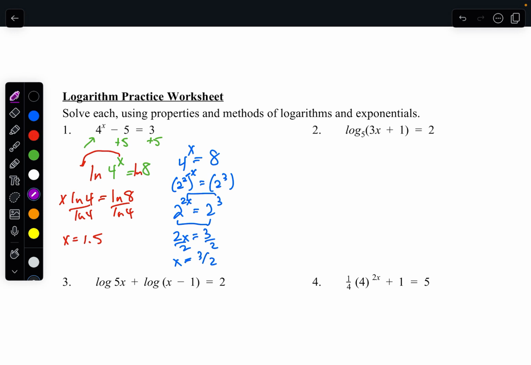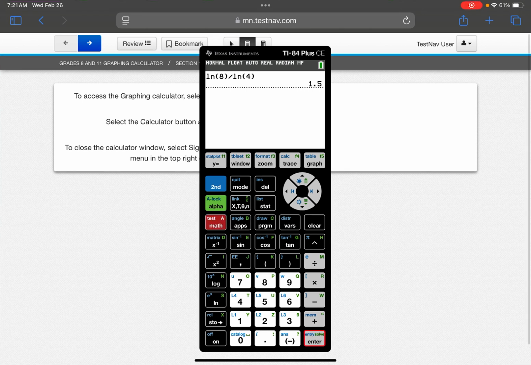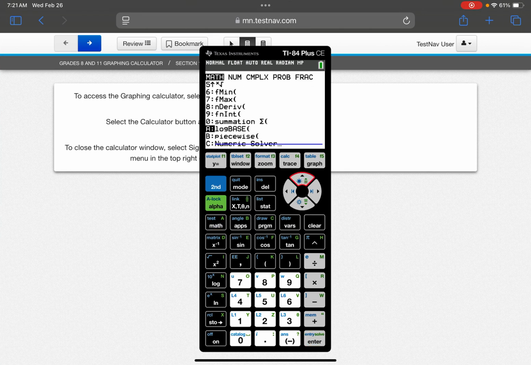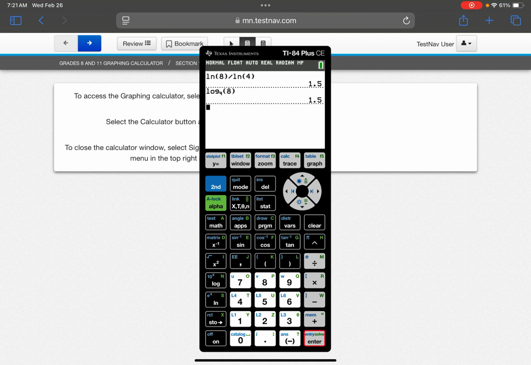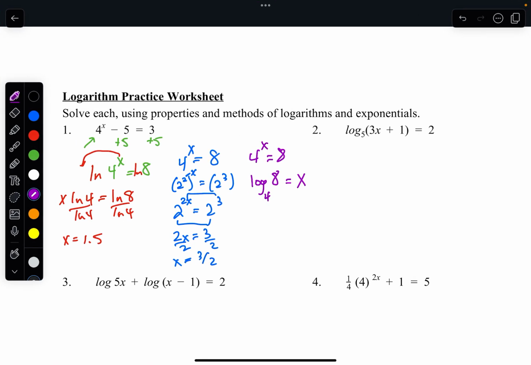And the last way some students will do this problem is when they get to this 4 to the x equals 8, they can rewrite it, and you can go log base 4. Remember, logarithms are always equal to the exponent, so it'll be equal to x because that's our exponent, and you put 8 there. And then again, on our calculator, we can hit math, go up to this log base feature. 4 was our base. We had 8 inside there, and we also get 1.5. So that's 3 different ways to solve that particular problem.